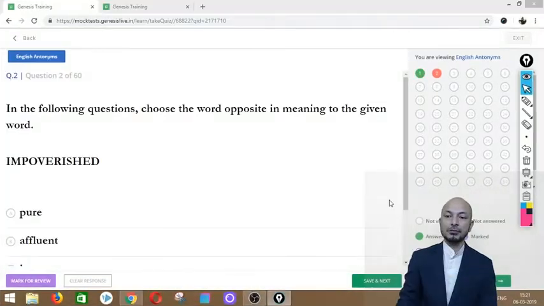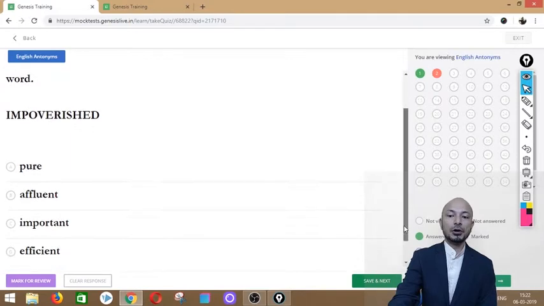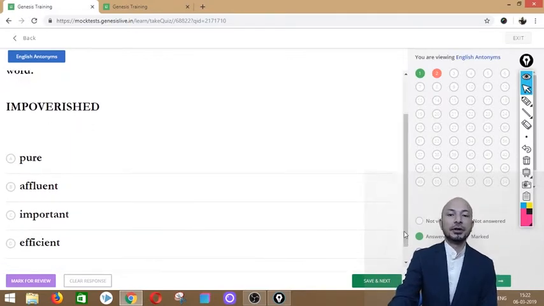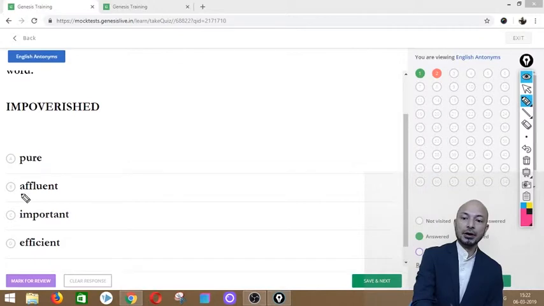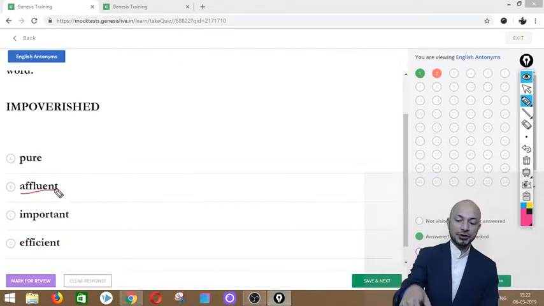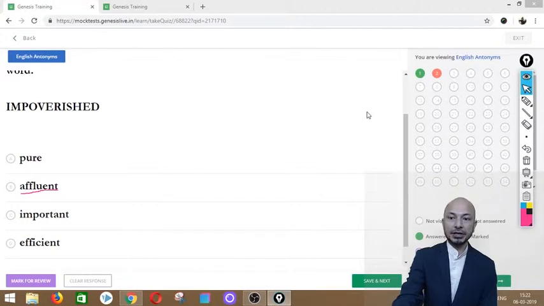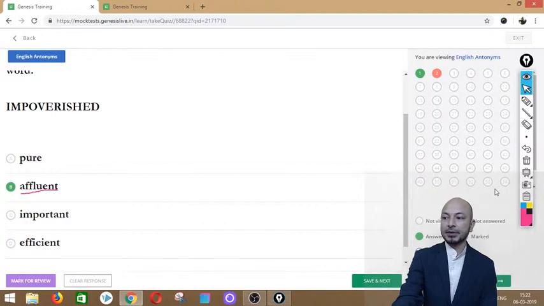We click on humble. So coming to question number 2, the word given is impoverished, and the options given over here are pure, affluent, important, and efficient. And the correct answer is going to be option B, which says affluent. Impoverished means very poor, someone who doesn't have wealth and money, and affluent means someone who is very wealthy, having a lot of wealth and money. So exactly the opposite word. So we click option B and then we say next.